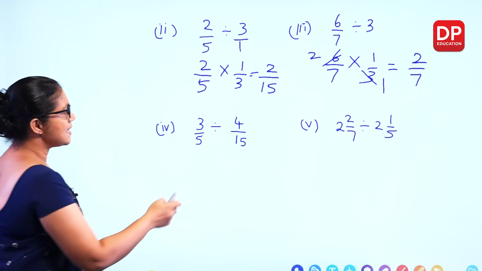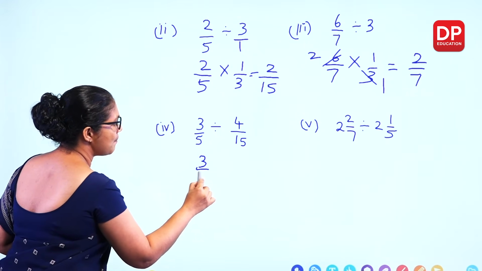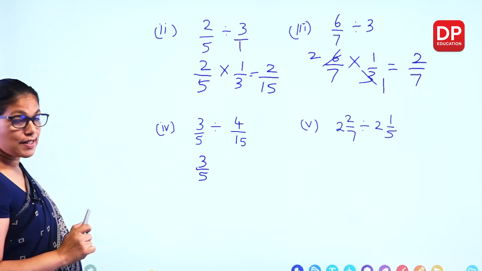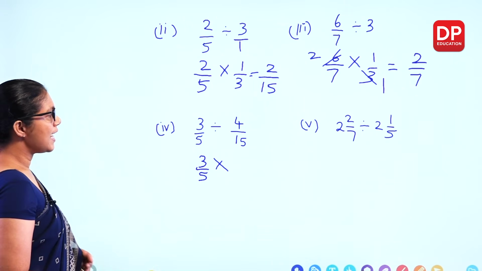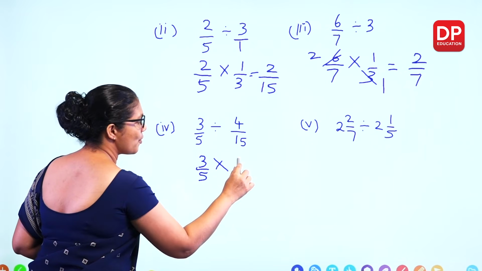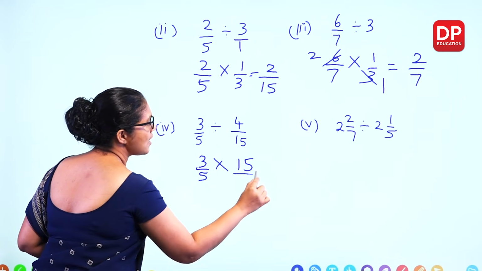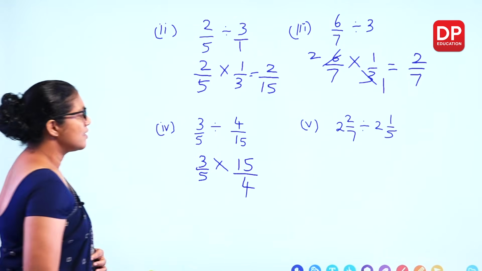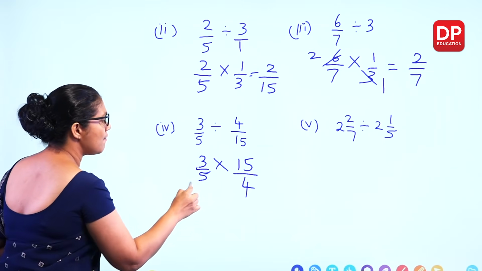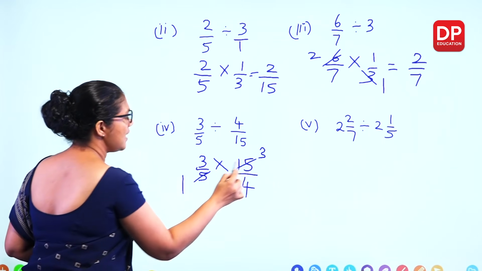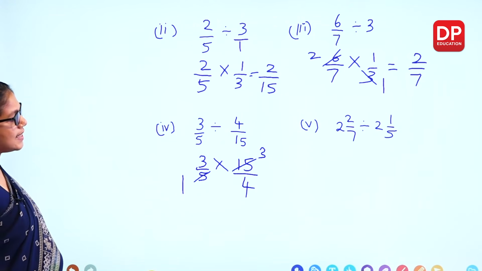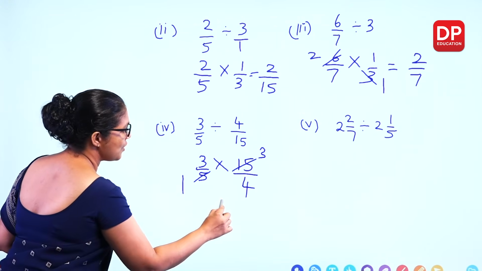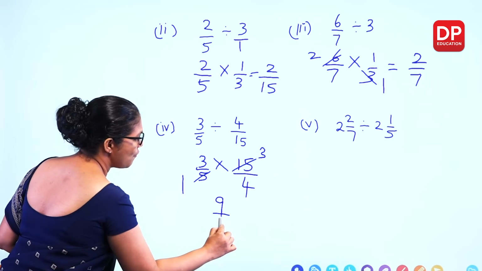Now again, do the same thing. Keep the first fraction as it is, switch the sign to multiplication, take the reciprocal. 15 goes up and 4 down. Now try to simplify. 5 and 1, 5 and 3. So then you multiply the numerators separately and the denominators separately. 3 times 3, 9. 1 times 4, 4.